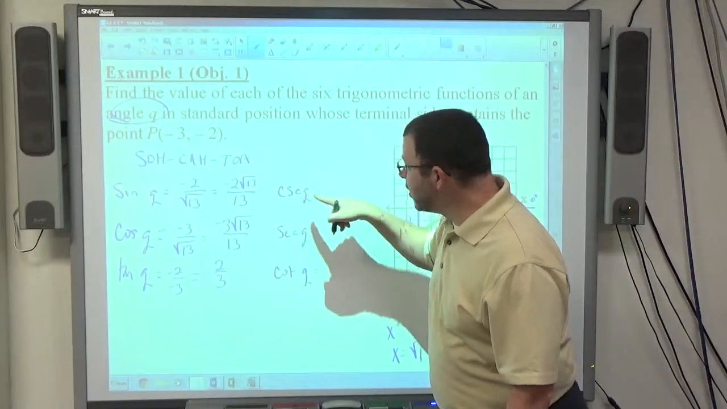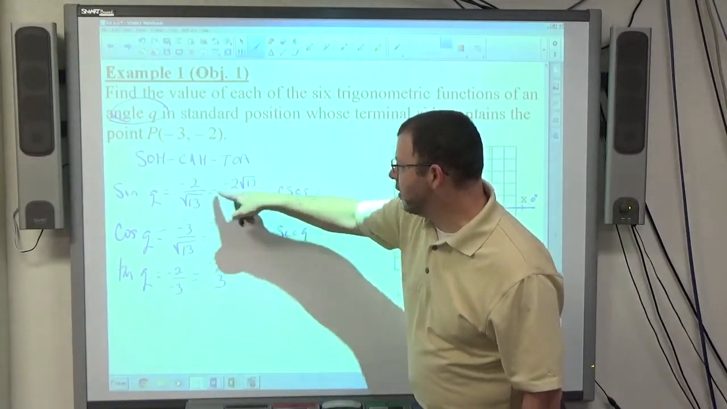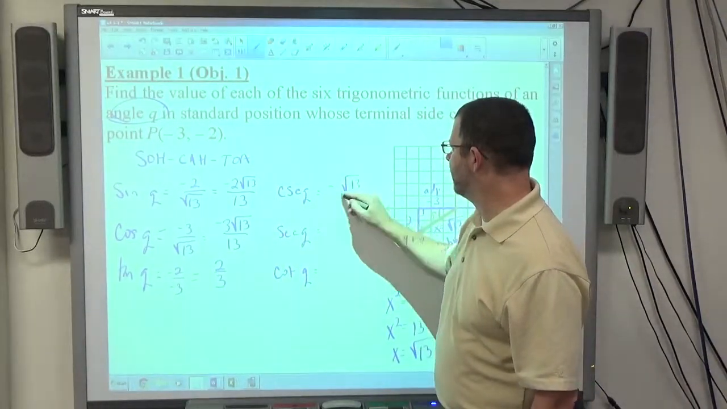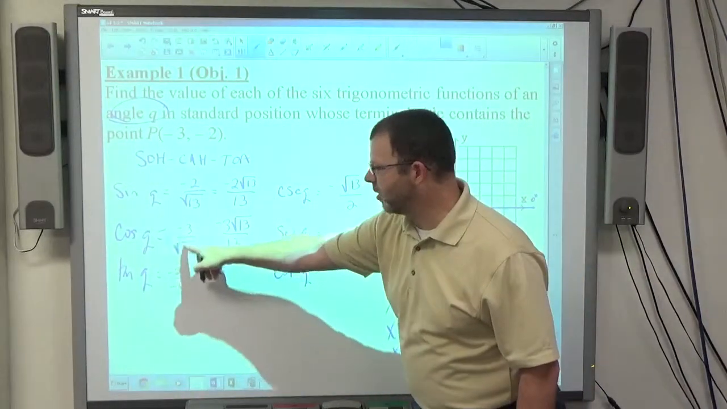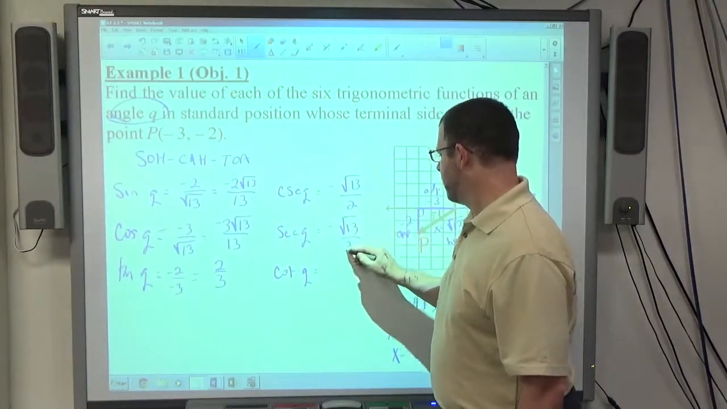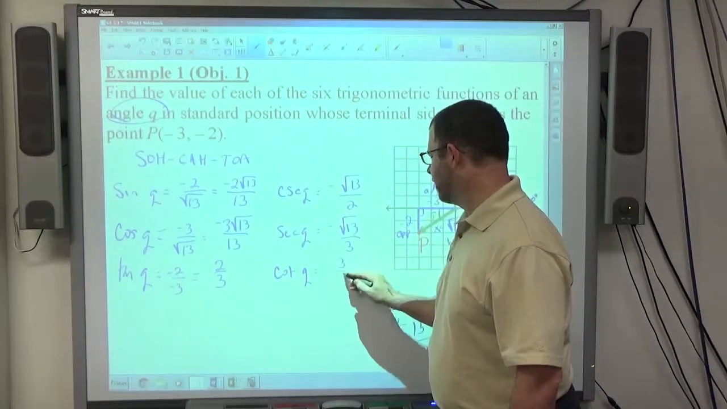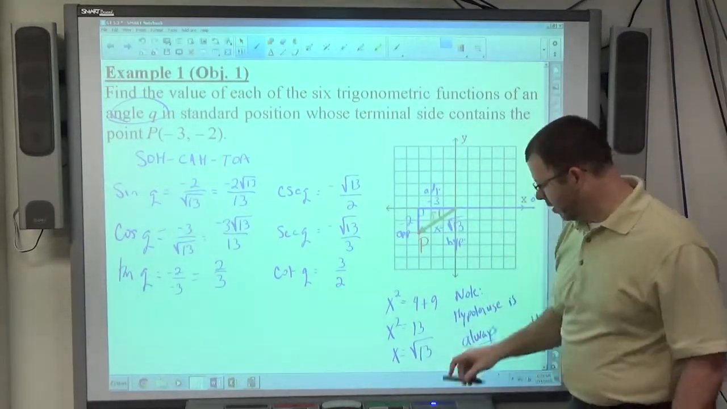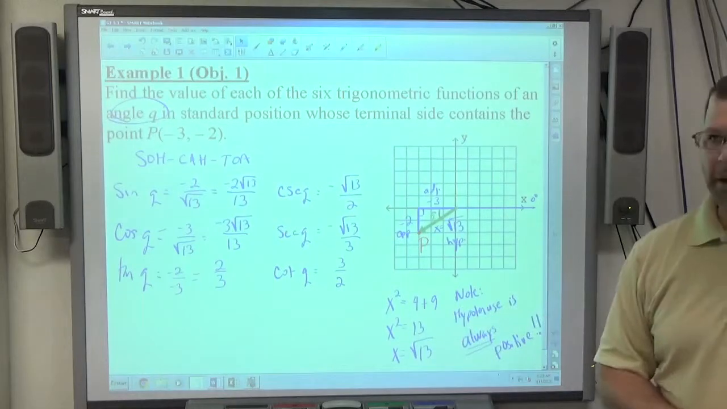But I'm reciprocating now. I can reciprocate the end result, but it's easier if I just reciprocate right here. So negative square root of 13 over 2. Again, reciprocating this over here would be easier. Negative square root of 13 over 3. And if I reciprocate 2/3, I get 3/2. So I got my sine, cosine, tangent, cosecant, secant, cotangent. I got them all identified, figured out.